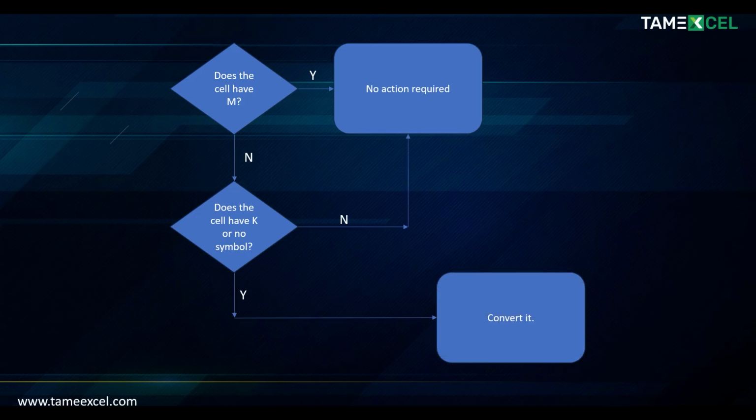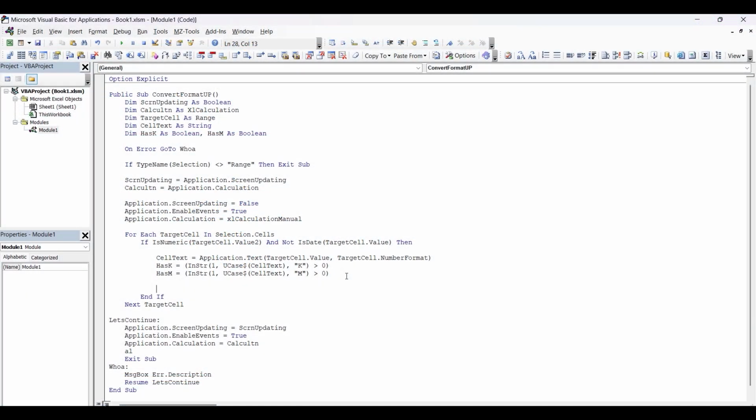So the next step is to actually perform the conversion. The idea is simple. Take the original value, divide it by 1000 and put the result back into the cell. Also, since the original LinkedIn challenge was only about dollar and euro symbols, I'm going to restrict the code to those two. If you need to handle other currencies, you can adapt the logic accordingly. So let's write that piece of code.